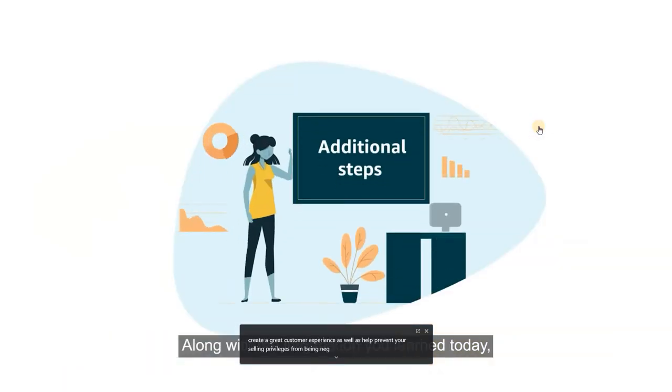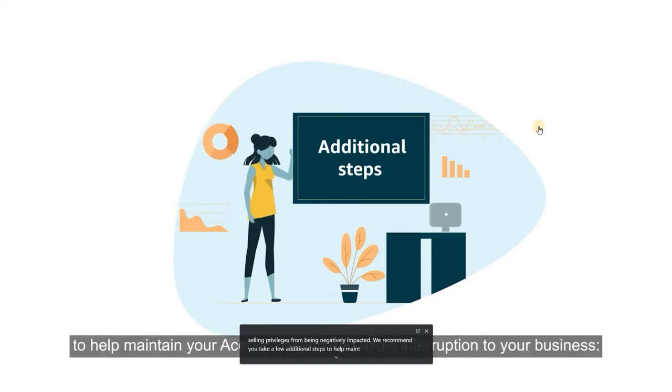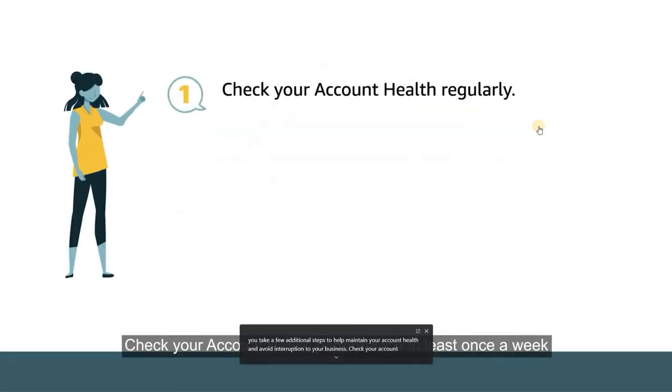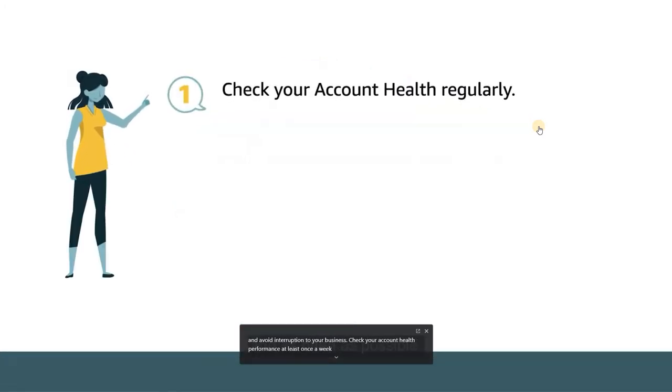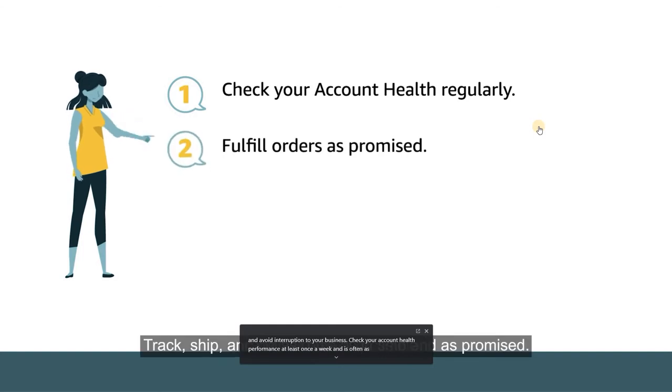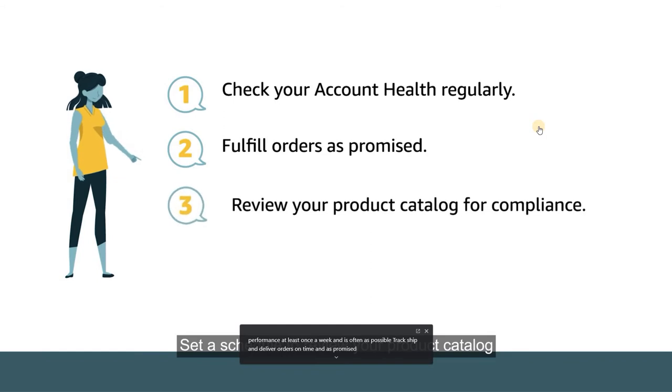Along with the information you learned today, we recommend you take a few additional steps to help maintain your account health and avoid interruption to your business. Check your account health performance at least once a week and as often as possible. Track, ship, and deliver orders on time and as promised. Set a schedule to review your product catalog and remove any restricted products from your listings. As a reminder, Amazon policies and your local regulations may change over time.